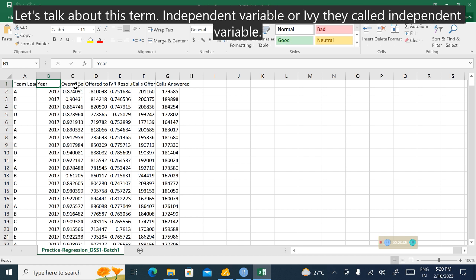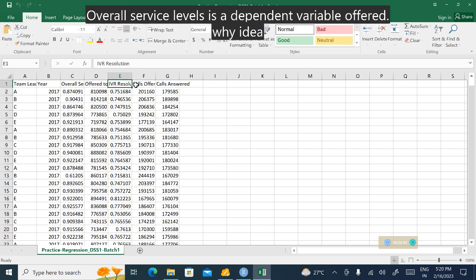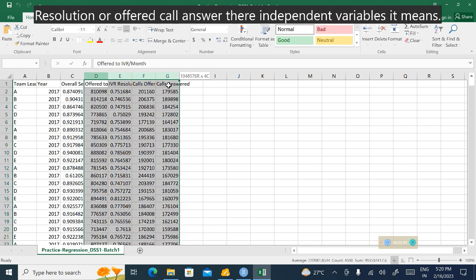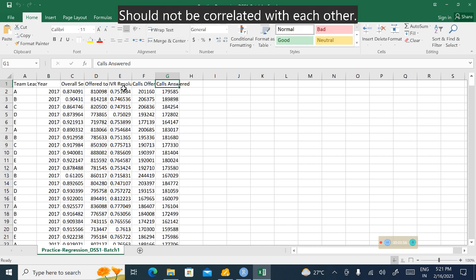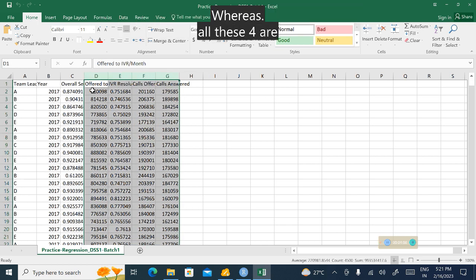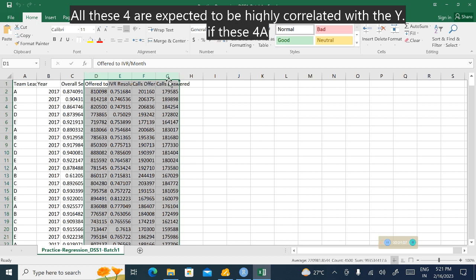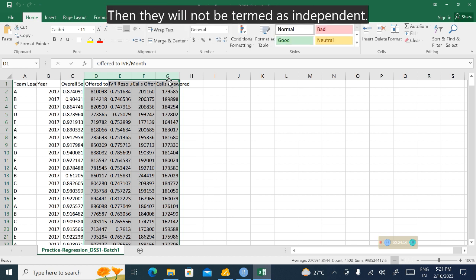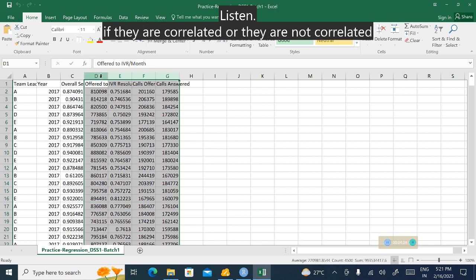So if we talk about overall service level, this is a dependent variable. Offered, IVR resolution, call offered, call answered: they are independent variables. It means all these four should not be correlated with each other, whereas all these four are expected to be highly correlated with the Y. If these four are correlated, then they will not be termed as independent. Hence, we will see during the lesson if they are correlated or not, and if they are correlated, how do we treat them?